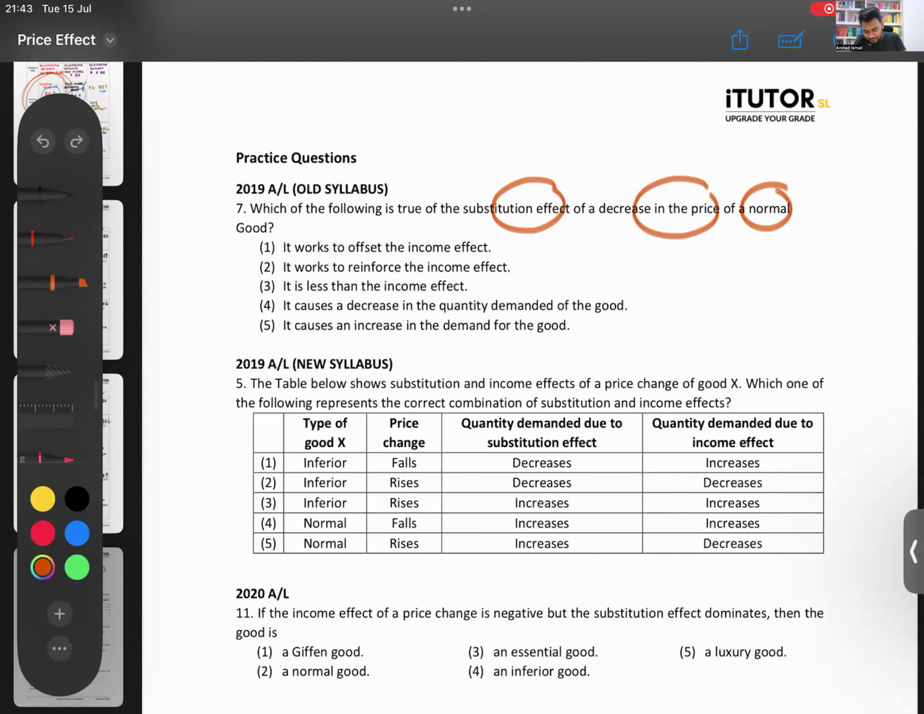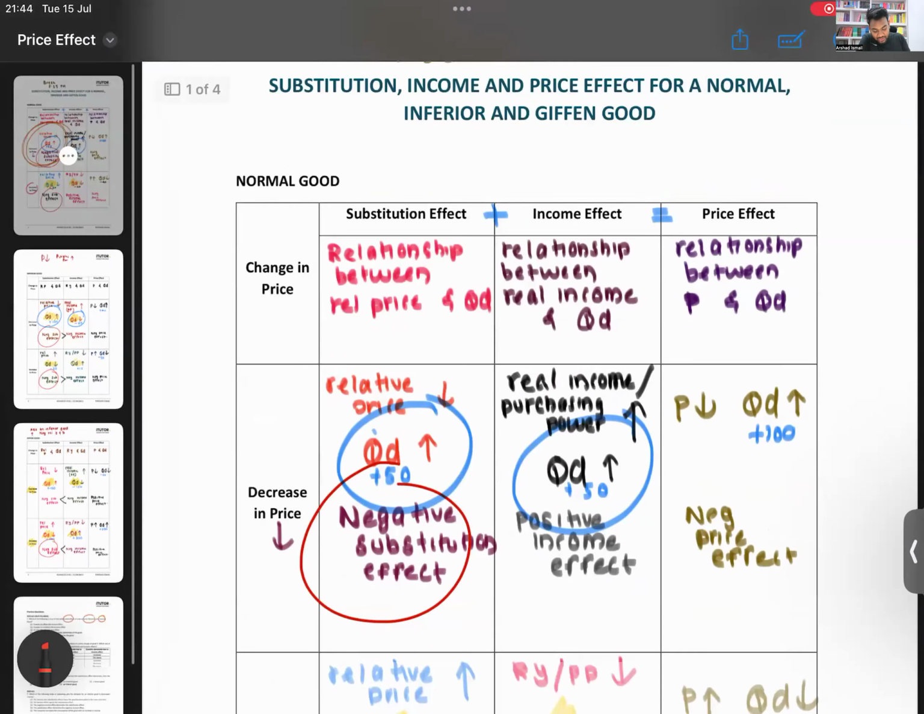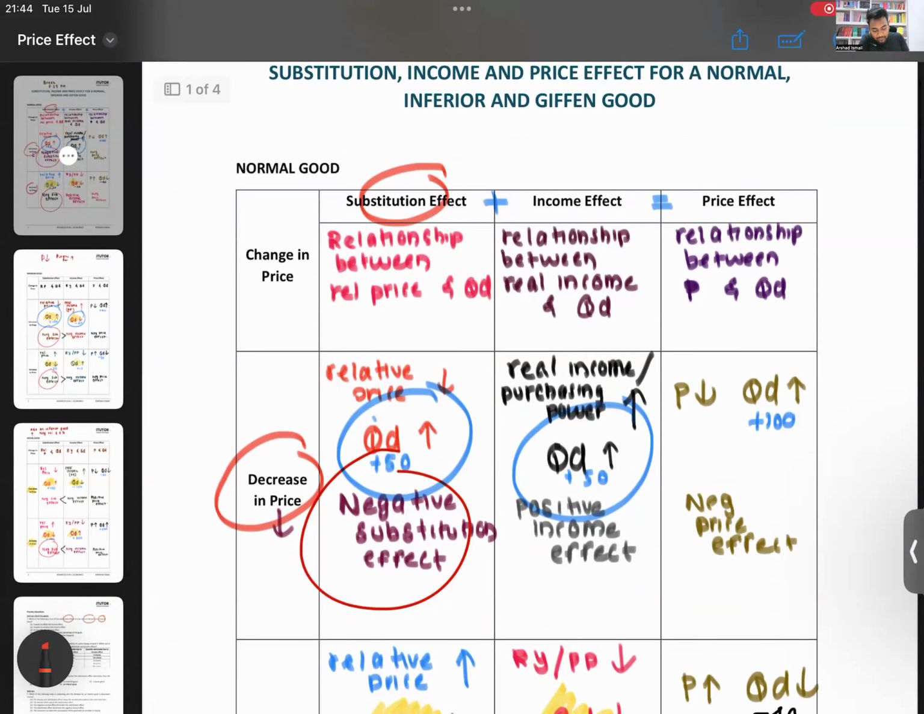So look at the answers. Yeah, no, you can't change now. Okay. We'll start with the last one. Last one says, it causes an increase in the demand for the good. So substitution effect, decrease in price, normal good. Does it increase the demand for the good?